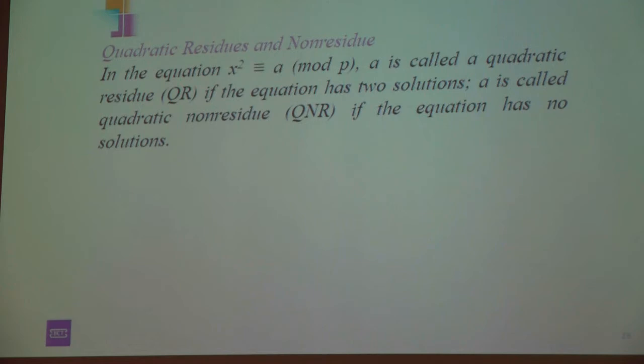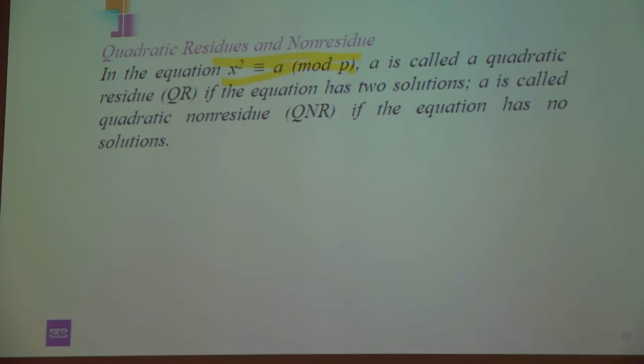There is something called the quadratic residue and non-residue. So in the equation x squared ≡ a mod p, a is called a quadratic residue, or QR, if the equation has 2 solutions. So if the equation has 2 solutions, what do we call it? QR.